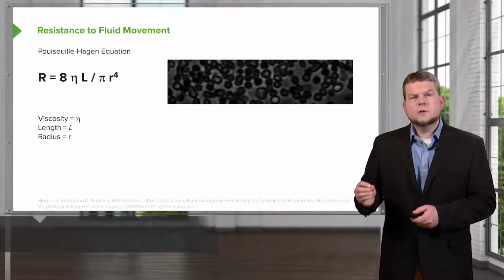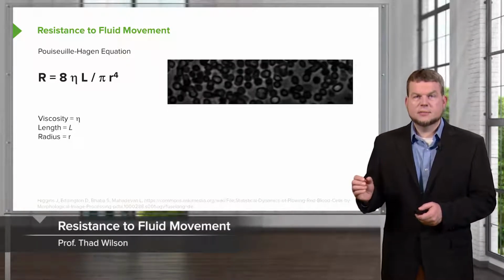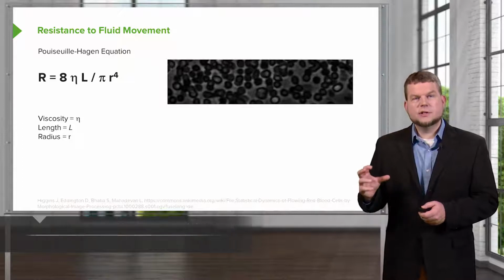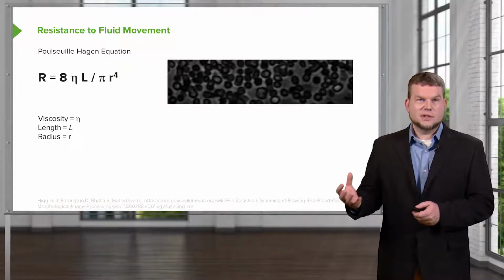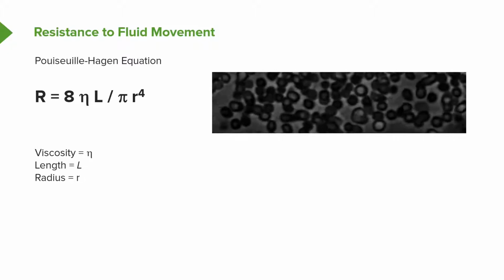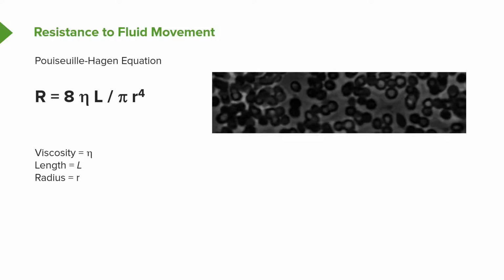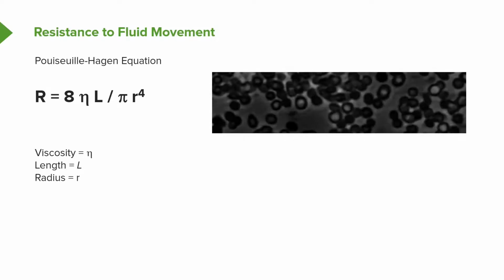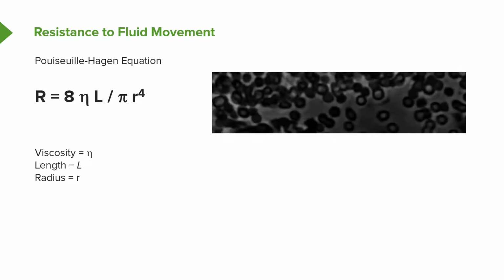Now let's move to solve for resistance. Resistance in a rigid tube can be set up by this particular equation. Here we're going to use 8 times the viscosity times the length divided by pi r raised to the 4th power. What you really need to think about in this equation is what items can be changed in the cardiovascular system.